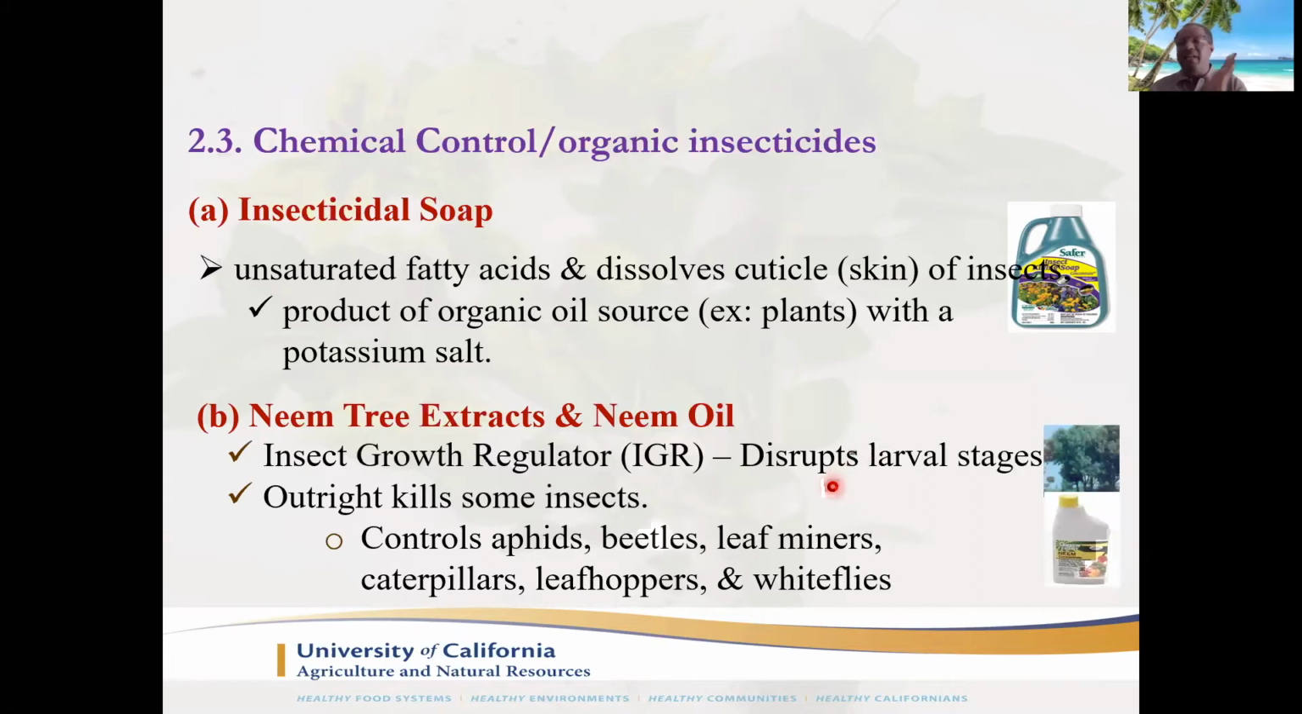Neem tree, I'm sure many of you know about this well-known type of oil, neem. It is an insect growth regulator, meaning it disrupts those that are feeding on vegetables, particularly the larval stages. Some of them can directly kill the insects, okay? And those types of insects that can be controlled with neem oil are aphids, beetles, leaf miners, caterpillars, leafhoppers, and whiteflies.